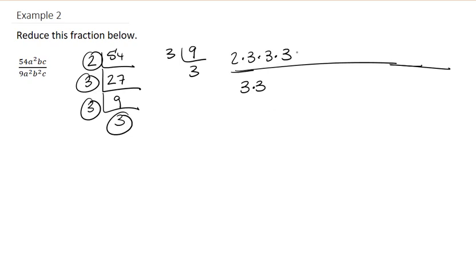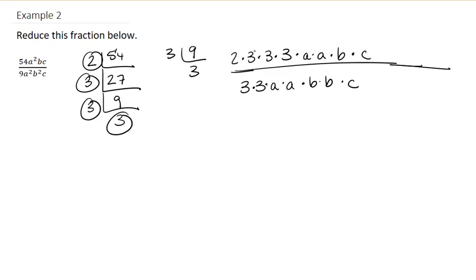Then on the top we see we have a squared. So that just means we have 2 a's. We can write it out like that, times b times c. Then on the bottom we have a times a. Then we have 2 b's and 1 c. So now we've expanded out our fraction, we can go ahead and divide out common factors.